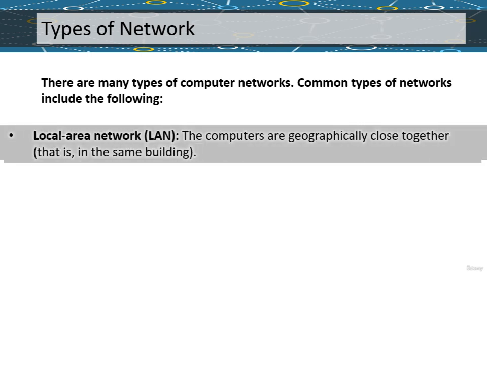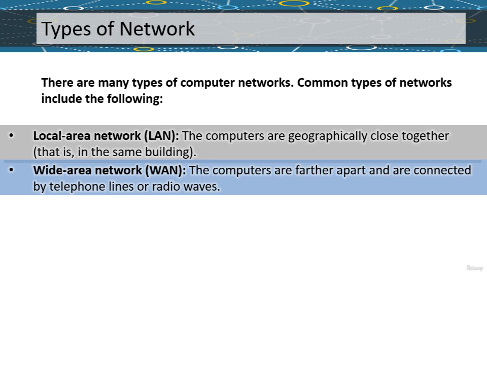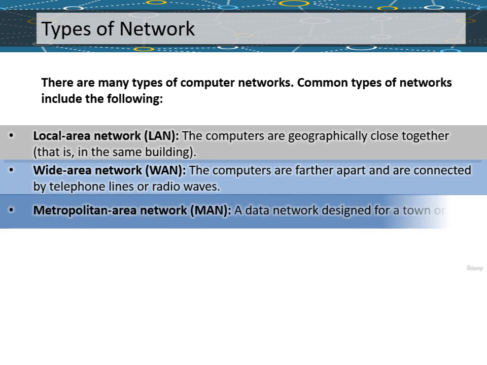Local area network, LAN. The computers are geographically close together, that is, in the same building. Wide area network, WAN. The computers are farther apart and are connected by telephone lines or radio waves. Metropolitan area network, MAN. A data network designed for a town or a city.